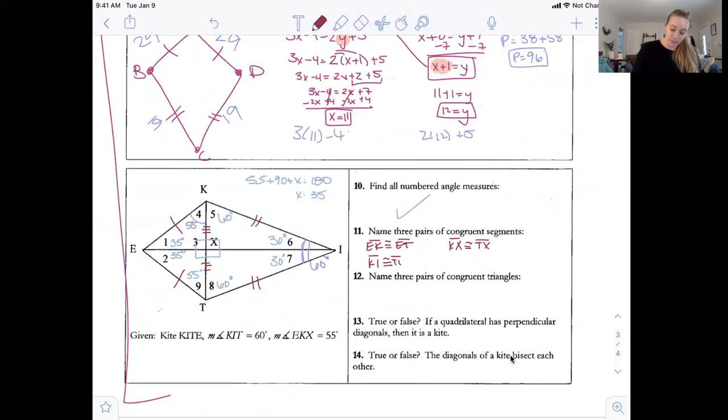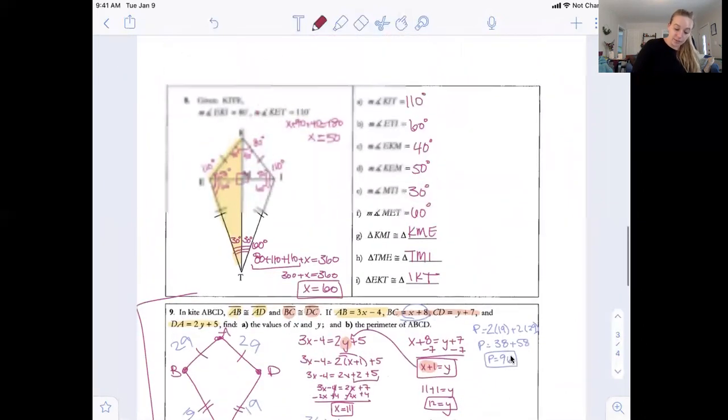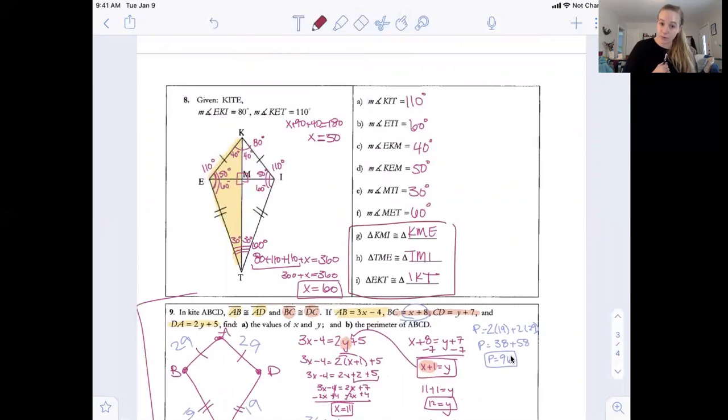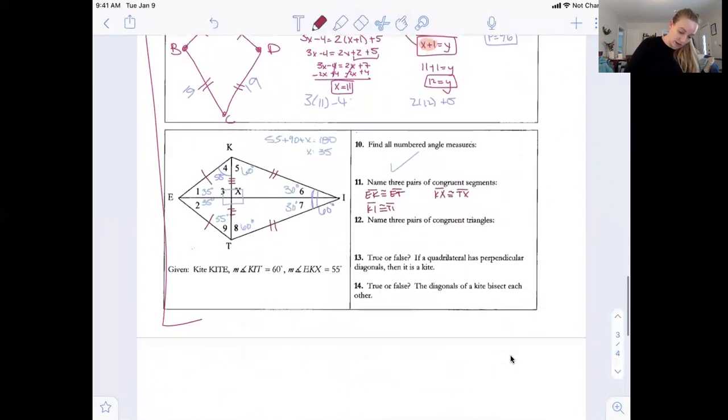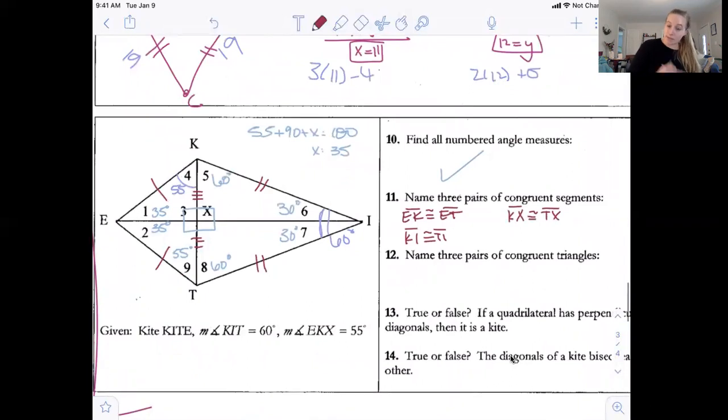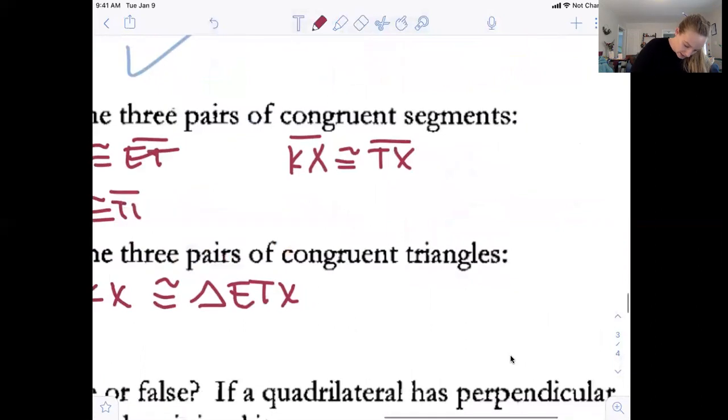The next one says name 3 pairs of congruent triangles. Again, very similar to what we just did up here. So maybe pause and see if you can replicate what we did up here down on this new triangle. I'm going to start smallest to biggest. So I think the smallest triangles I can do are EKX is congruent to ETX. So I'm looking at these 2 up here. Next, I'm going to do the medium-sized triangles, these guys and these guys, which is KXI and TXI.